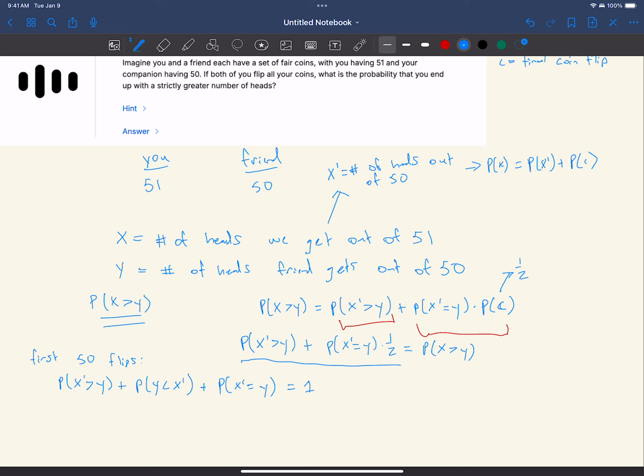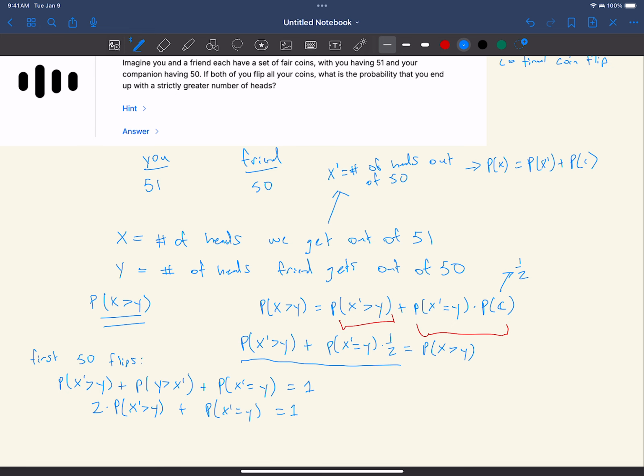And so for this reason, we can simplify the expression because x prime and y are both random 50 coin flips, so they have the same distribution. The probability of x prime being greater than y is the same as the probability of y being greater than x prime. And so we can rewrite this as 2 times the probability of x prime being greater than y plus the probability of x prime being equal to y, and this is equal to 1.